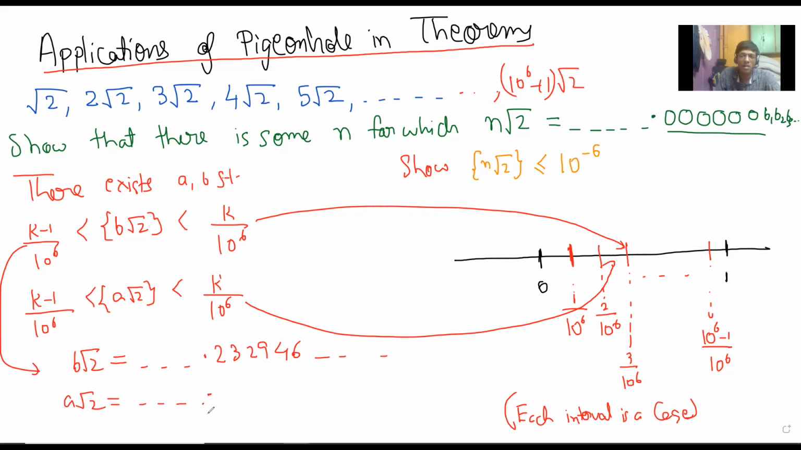Anyone? This A root 2 that we are talking about, how would this look in the first 6 places? It will be the same as B root 2, because that is what it means for the two to be in the same cage. Yeah, that is the key. That's the key thing here. Just think about this once clearly.